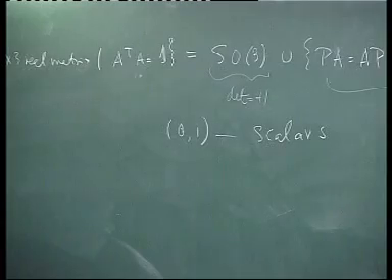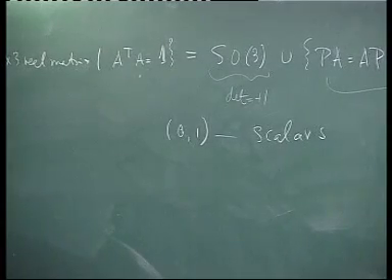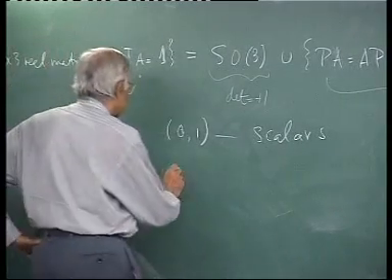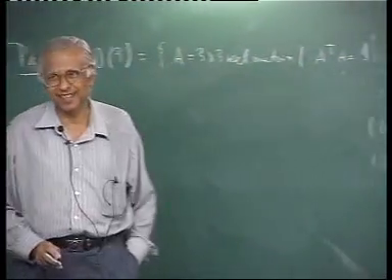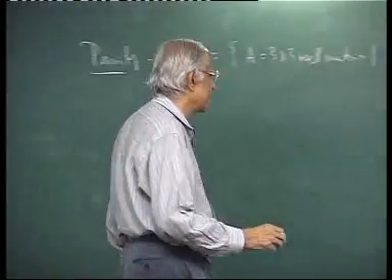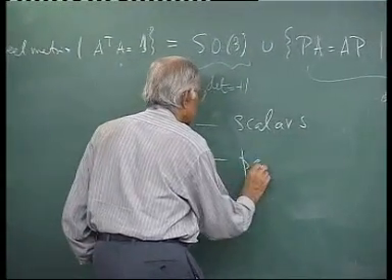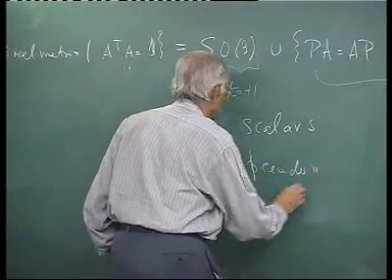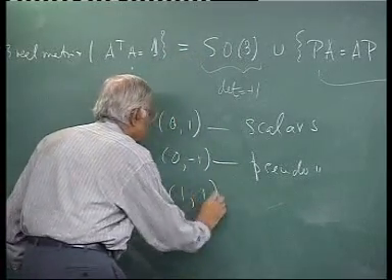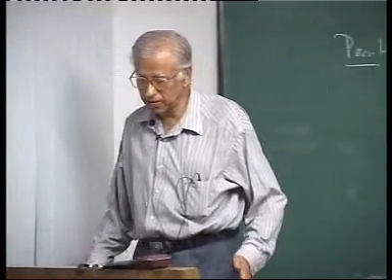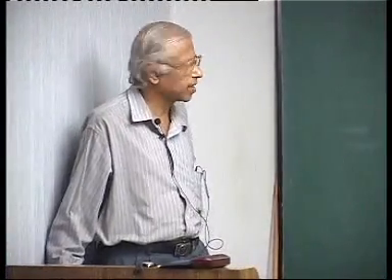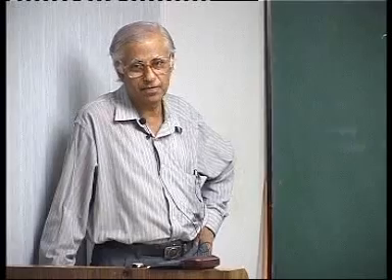Those quantities which belong to this representation of the full rotation group are called scalars. What about those which belong to this representation? Pseudoscalars. What about 1, 1? Quantities with respect to O3 belonging to this representation. What is the name for them?